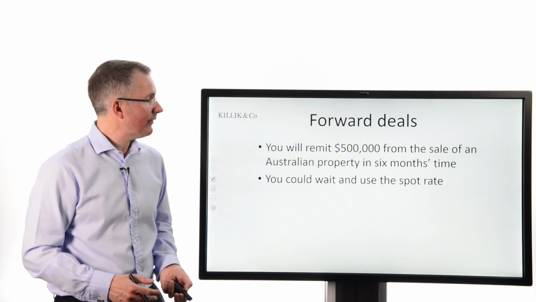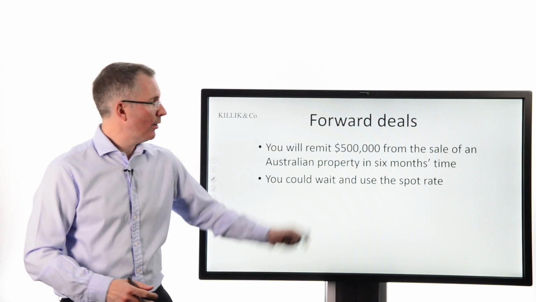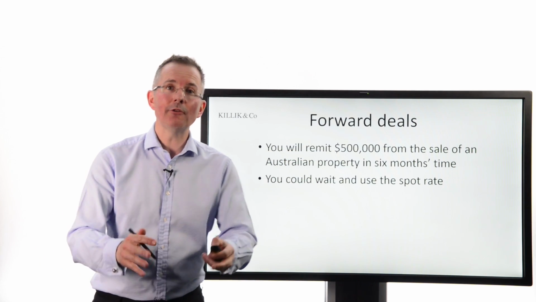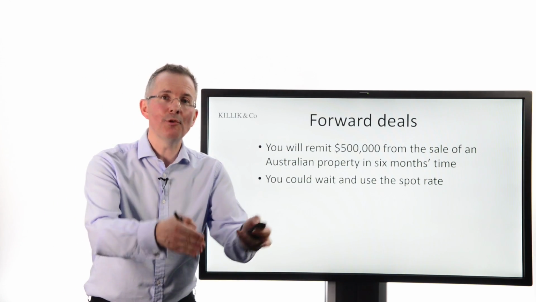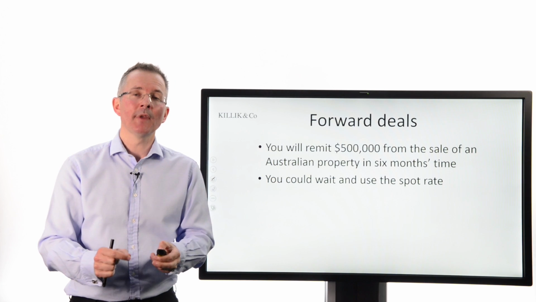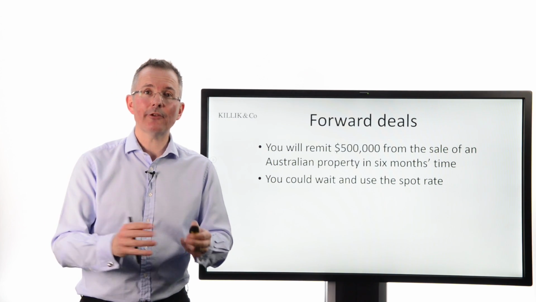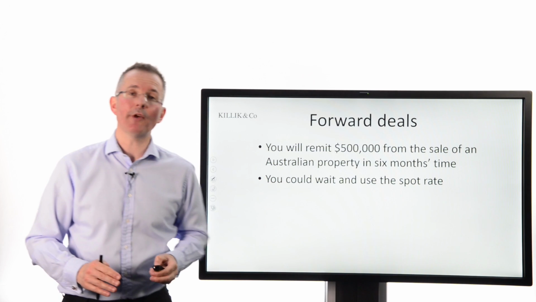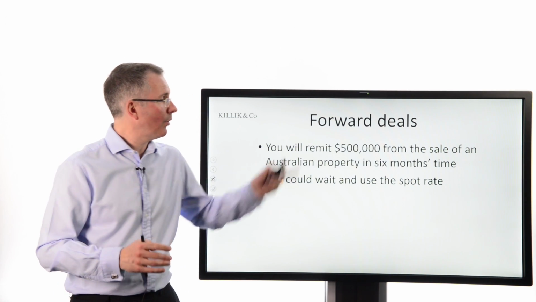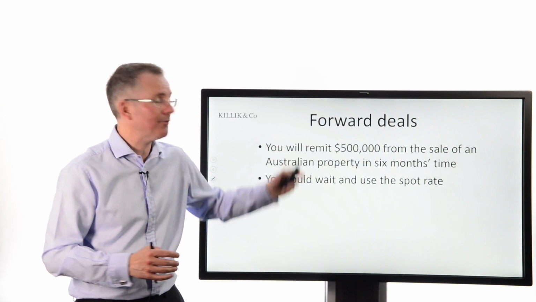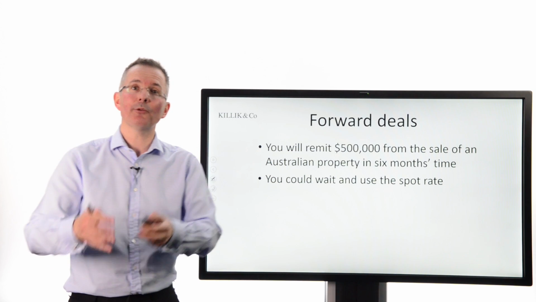You could simply wait and see what 500,000 Aussie dollars is worth in sterling when you eventually remit it back to the UK. But your problem's this: the exchange rate, sterling Aussie dollars, could move over the next 6 months, and we'll look at what might move the exchange rate in just a moment. But you don't know for sure what that's worth in sterling. You know you're getting 500,000 Australian dollars, but you don't know what that's worth in sterling.